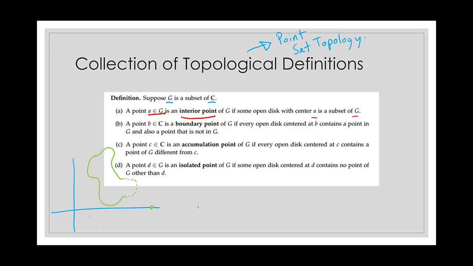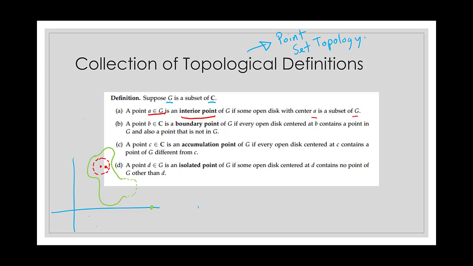It's an interior point, meaning it's in the interior. So if we look at our dog bone here, this would be an interior point of G, because if I draw the open disk around A, notice that it's completely contained within our dog bone, within G. So that's what we would say an interior point is.